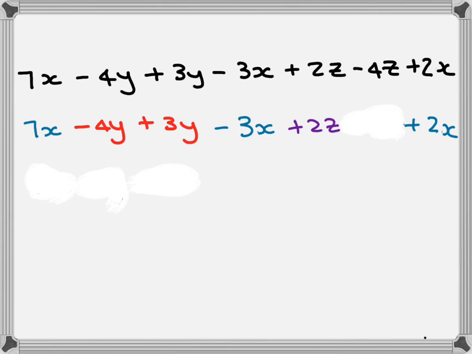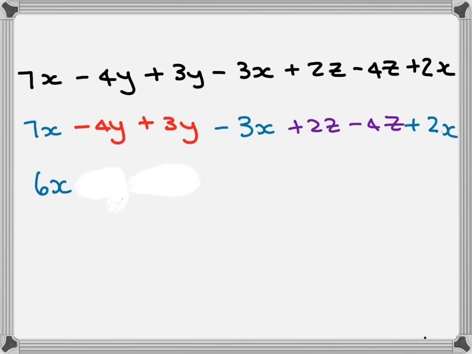Let's look at our z's. We have 2z and minus 4z. Okay, now that we see them in color, we know our brain is going to think of them in those segments. Let's combine the blue ones, which are the x terms first. We're going to get 7 minus 3 plus 2, and that is 6x.